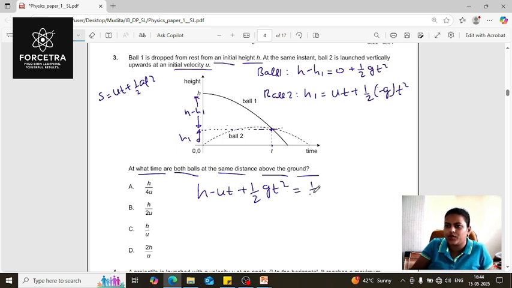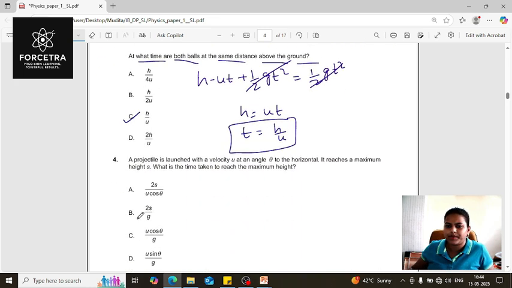So it's equal to half gt square. So this would get cancelled and h is equal to ut. So the time would be equal to h upon u. C is the correct option.